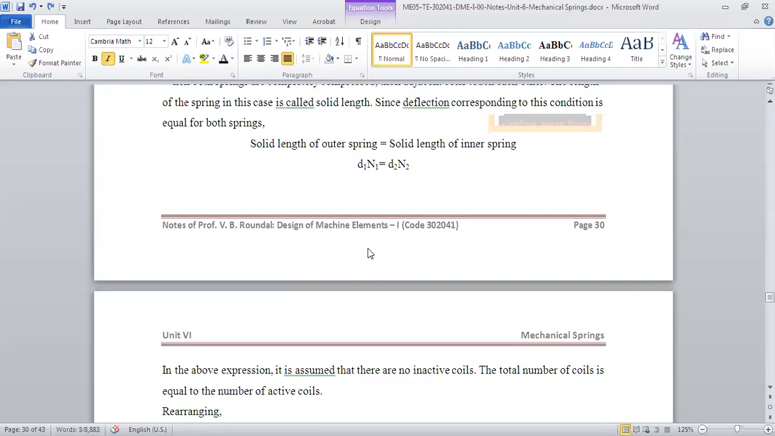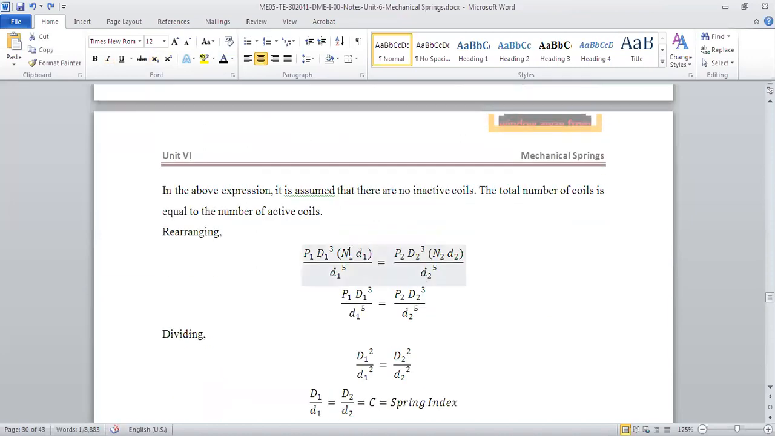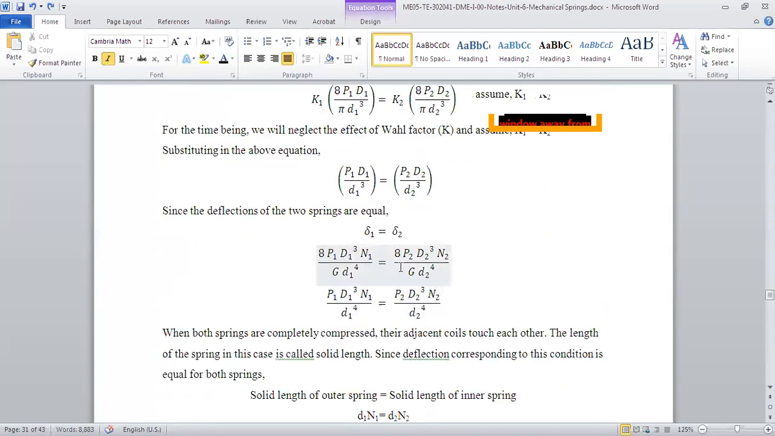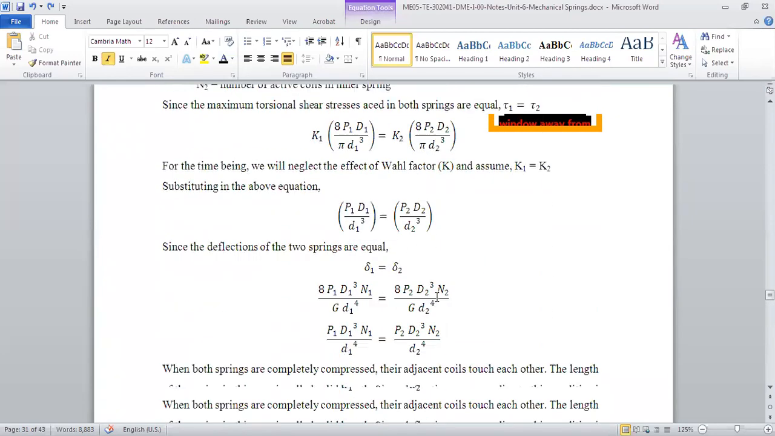But N1 d1 we have seen is the solid length. What is solid length? Number of coils into wire diameter, right? It is the same, so this thing will cancel out. So we'll get P1 D1 cube upon d1 raised to 5 is equal to P2 D2 cube upon d2 raised to 5. Right? Now we can use this formula, whatever we got here.